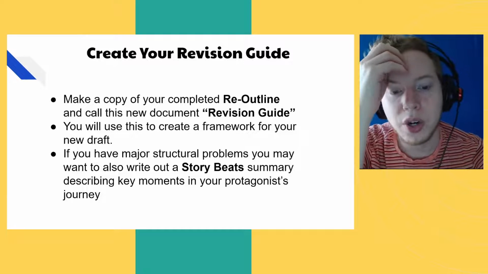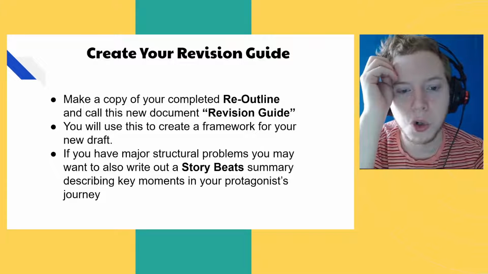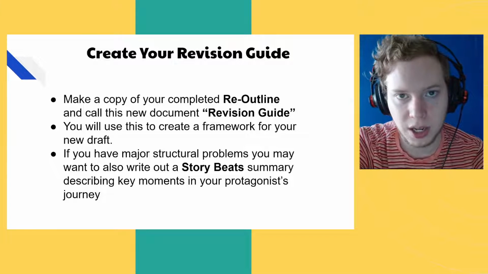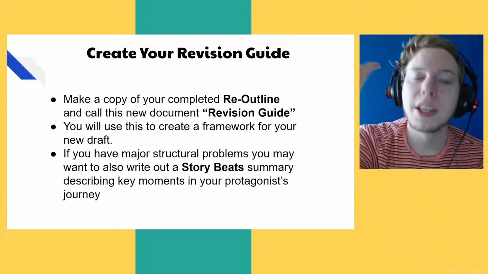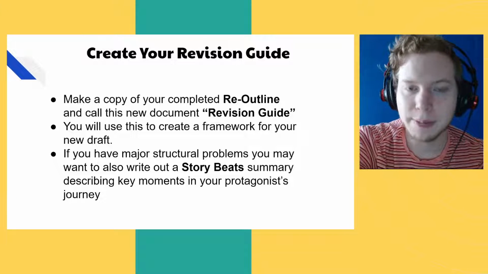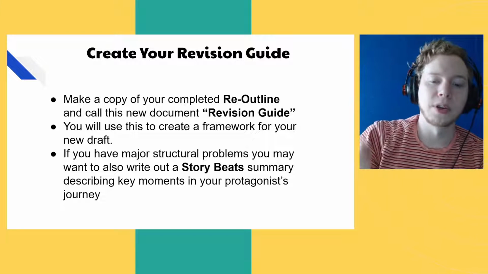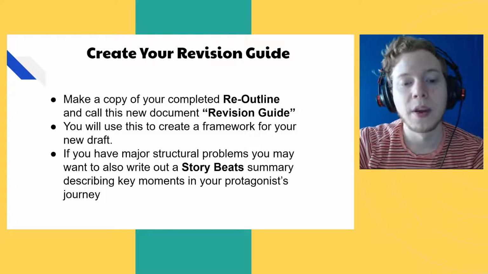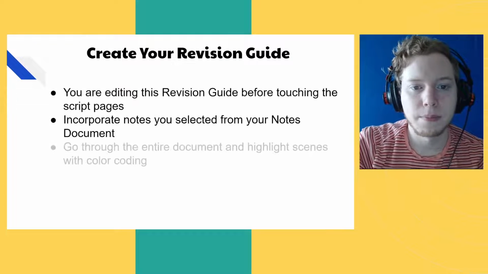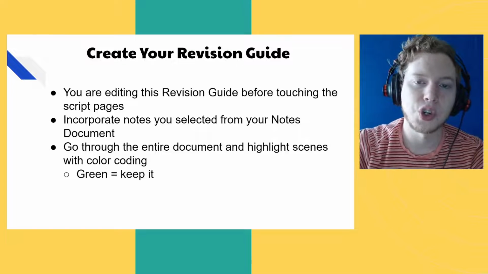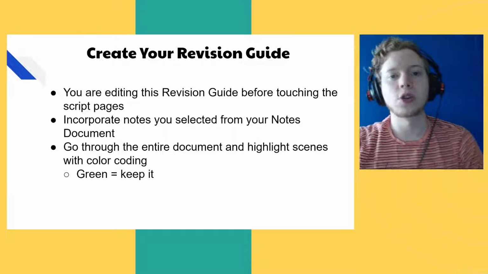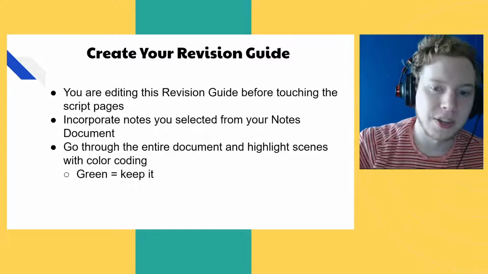And if you have major structure problems, you might also want to write out the story beats summary, like the major structural moments. You might want to label them out, like midpoint, act breaks, things like that. So you'll be editing this revision guide before you get down to the script pages, so make sure you include everything that you want to change on this pass to the next draft.